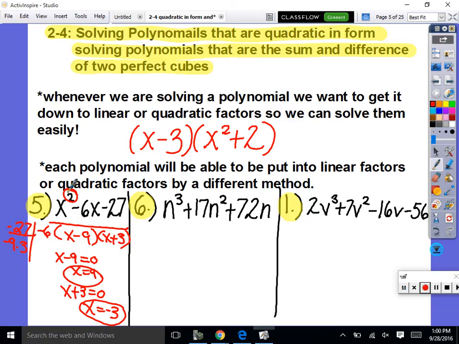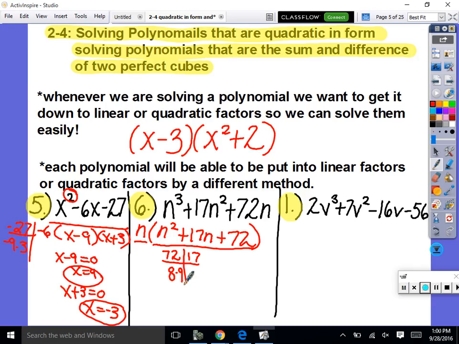So looking at number 6, it is not quadratic. We have 3 terms, and isn't there a GCF? So that's how we would solve this one. We're going to factor out the greatest common factor, which is n. Left is n squared plus 17n plus 72. Now look, we have a linear factor and a quadratic. We always see the quadratic factors. What multiplies to be 72 and adds up to be 17?